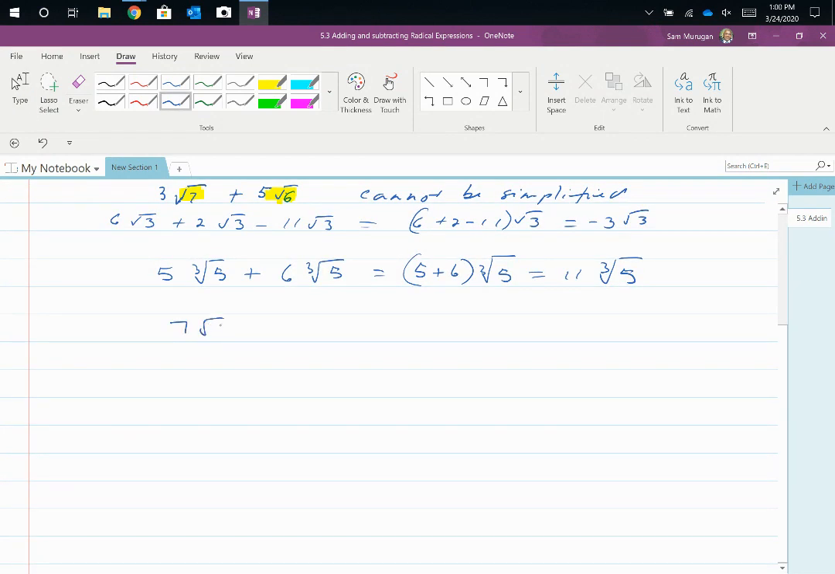7 square root 6 plus 9 cube root 6 cannot be simplified since one is a cube root and one is a square root.